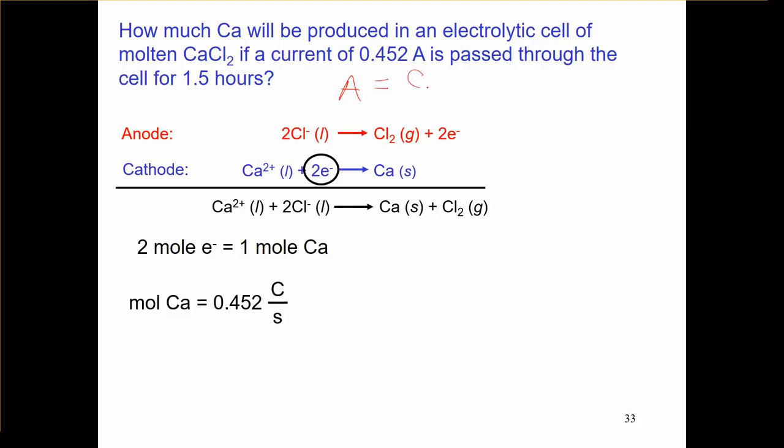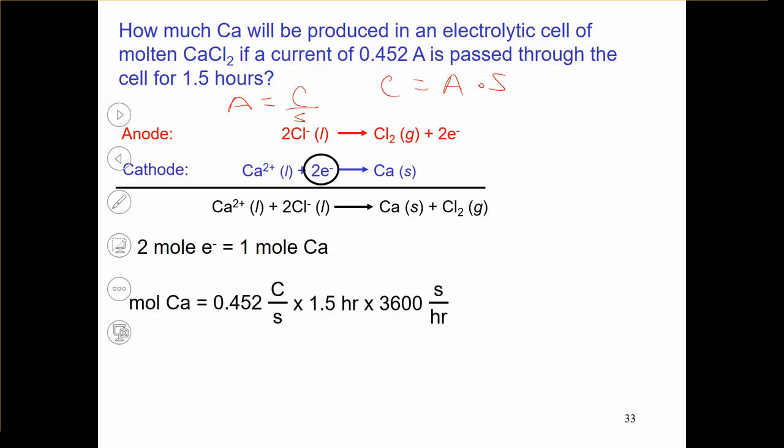So the moles of calcium here are equal to, all right? So first we have, A is essentially equal to, C equals A times s, the seconds. Okay, so that's why A is equal to C over s. So we're just substituting A here for C over s, so we can see the units of this conversion. Okay, so we get our 0.452 amps for 1.5 hours. We convert that 1.5 hours to seconds because we want this in seconds. Okay, and that's how the units of our amps work.